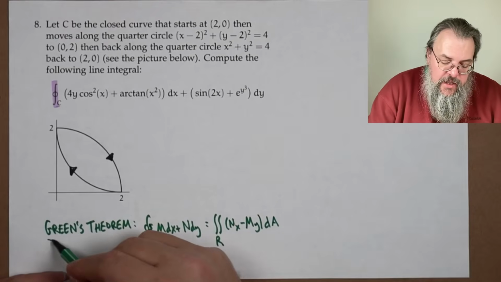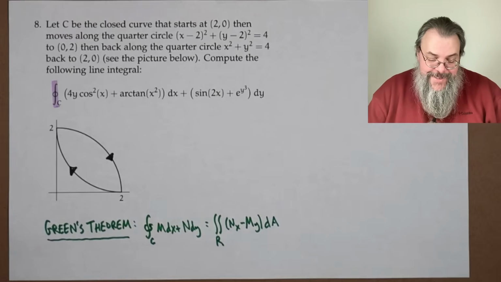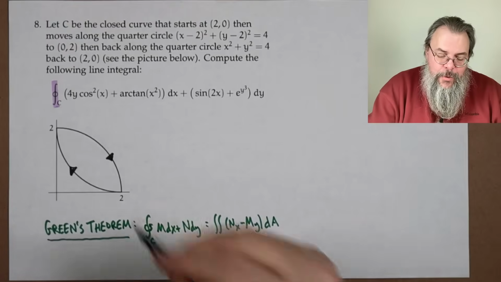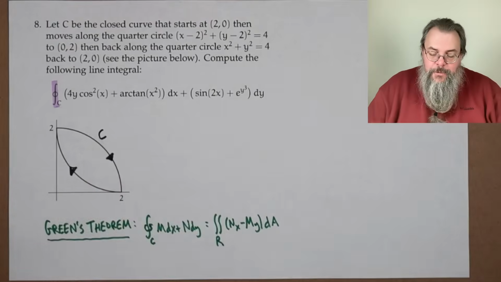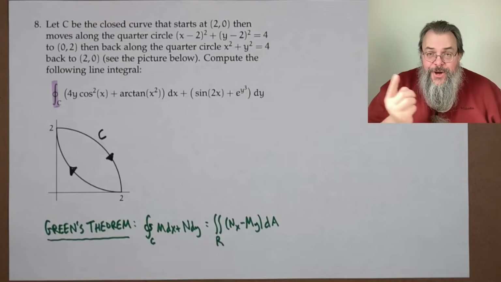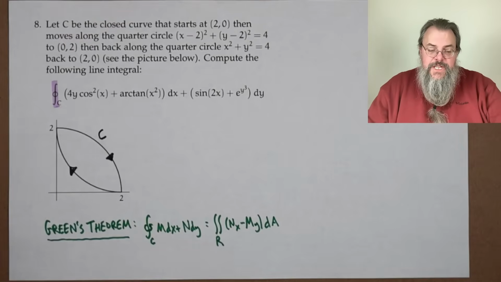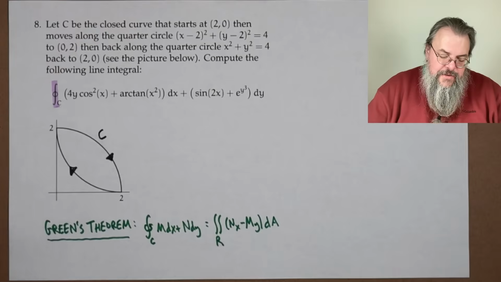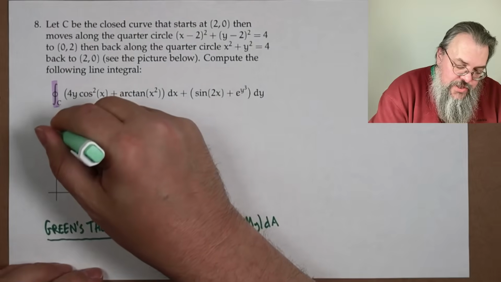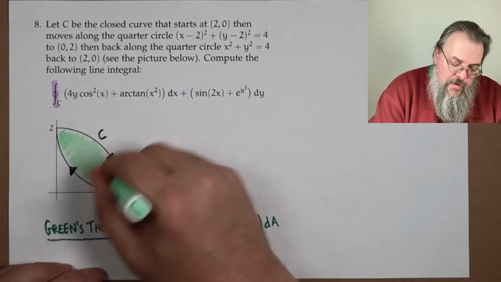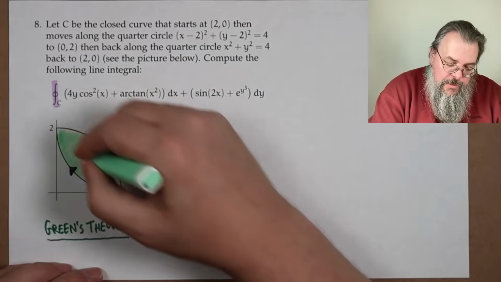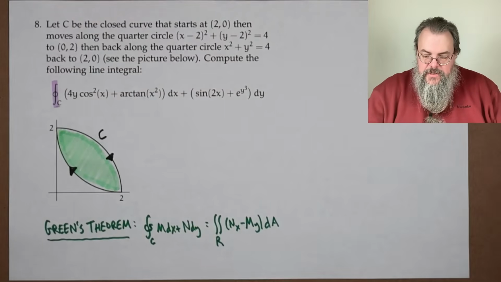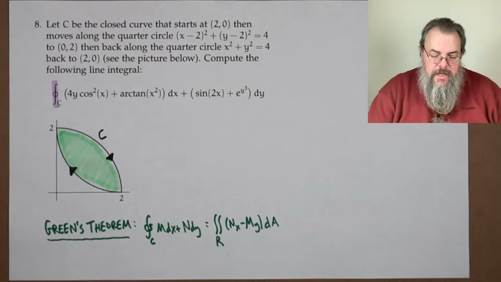Now, there's a little bit I'm leaving out. We'll get to that in a second. So let's first off understand what are C and R. C, we were told. What is R? Well, because it's closed, it bounds a region. Okay, so where is that? In our case, it's just this sort of strange shape. Okay, so here we go. There's our region R.